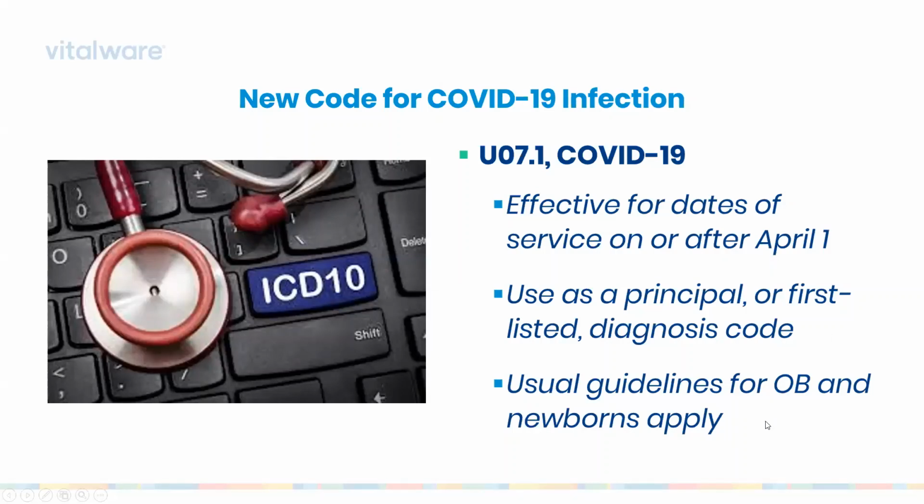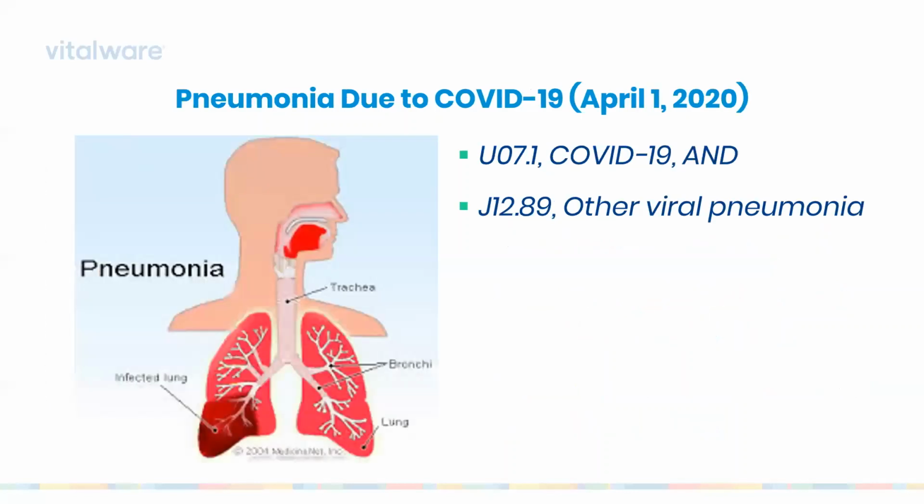Except, there's always exceptions to everything in coding, isn't there? It's not going to supersede the usual guidelines for OB and newborns. So if you have an obstetric patient with COVID-19, you're still going to use a code from the OB section as your primary, followed by this U07. And same thing with newborns.